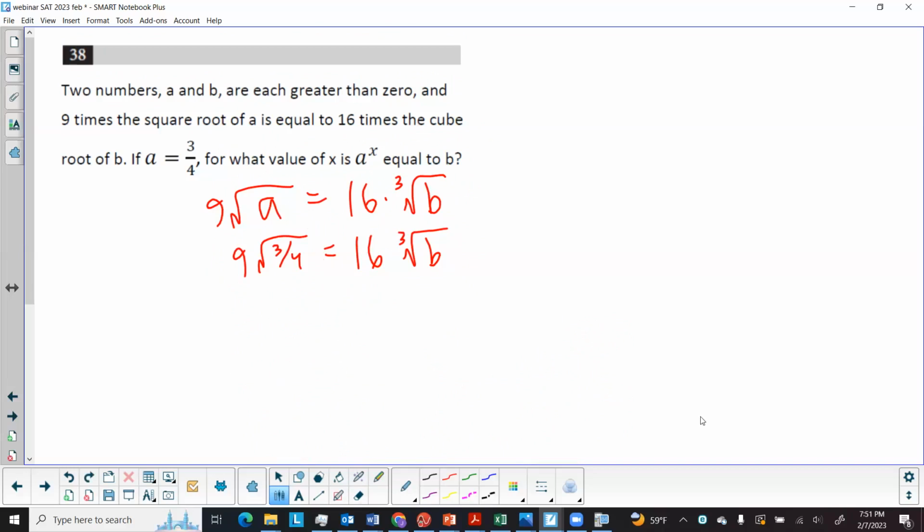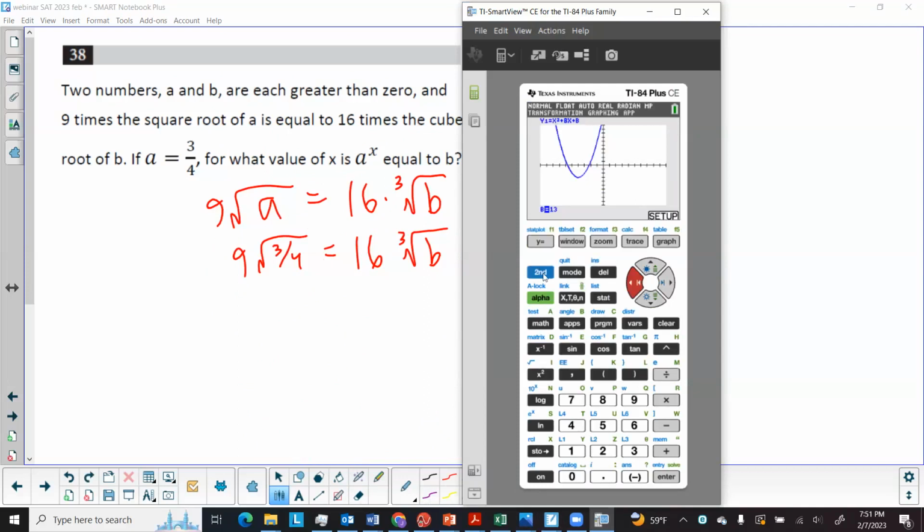So someone said numeric solver. So we could use the solver. The 84 has a solver on there. If you go to the math key and go up one click, there's a solver. It's really kind of a nicer solver than it used to be. So if you type in 9 times the square root of 3/4, so alpha x is a fraction there, so 3/4.